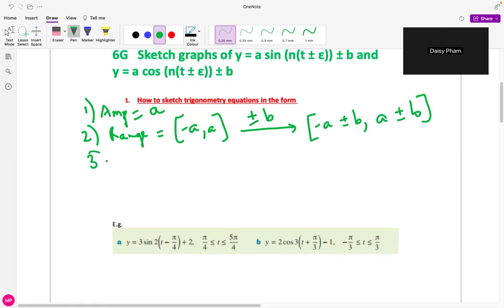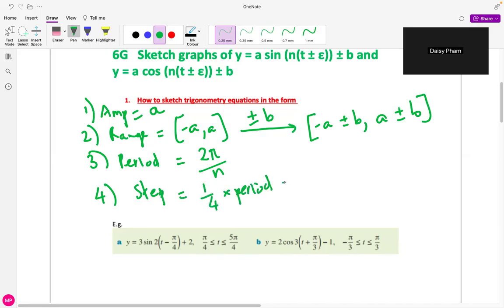And then you're going to find the period. So this period is still 2 pi over n, which is the number in front of sine cos. And then we find the step, which is 1/4 times the period. Okay, and the period is 2 pi over n. We're going to do an example later.